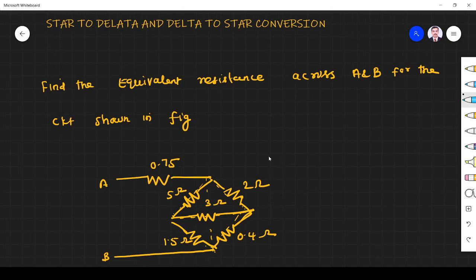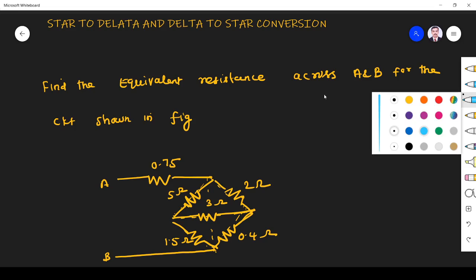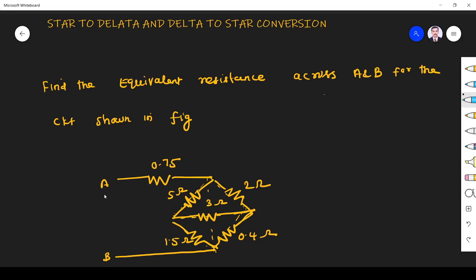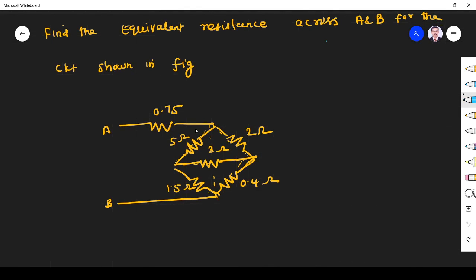Hi friends, in this video we see how to solve problems related to star to delta conversion and delta to star network conversion. The first question is: find the equivalent resistance across A and B. Across this A B we have to find the equivalent resistance. We cannot have a series and parallel configuration here.